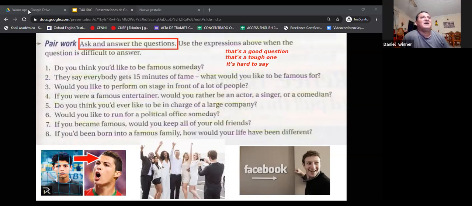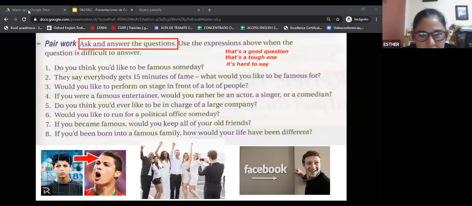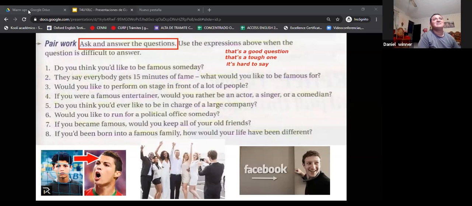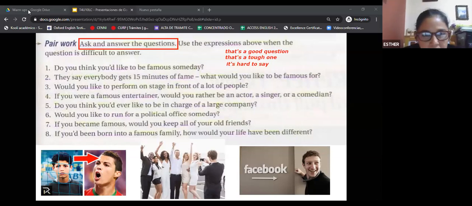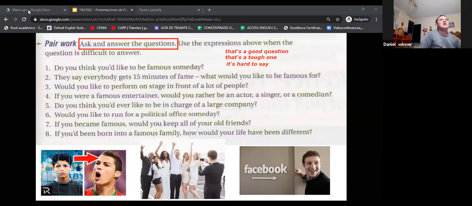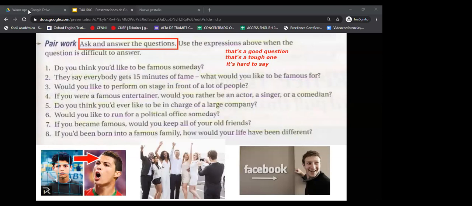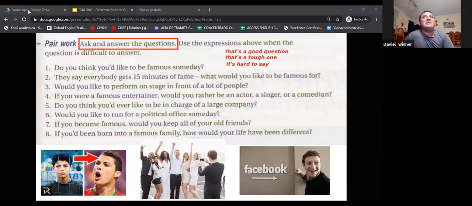Speech in front of people, sometimes only. It's tough to say. But when you have the question, the response, it's easy. It's easy? Maybe, yeah. For me, yeah. Okay. If you were a famous internet entertainer, would you rather be an actor, a singer, or a comedian?